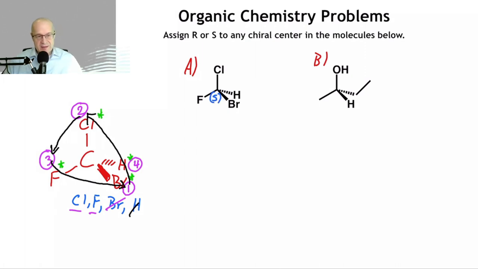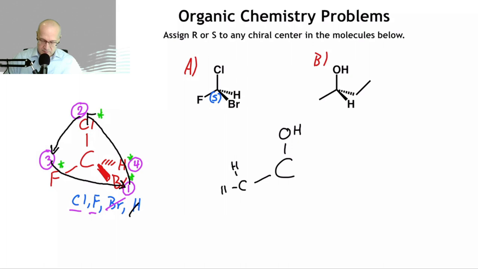That chiral center is S, and that's how you assign R versus S on that one. Let's do a little bit more challenging one. Let's do B. Carbon, OH, CH3, hydrogen coming to the front, there we go, and there's my chiral center right there.